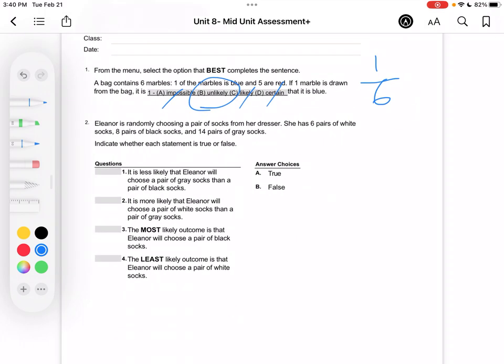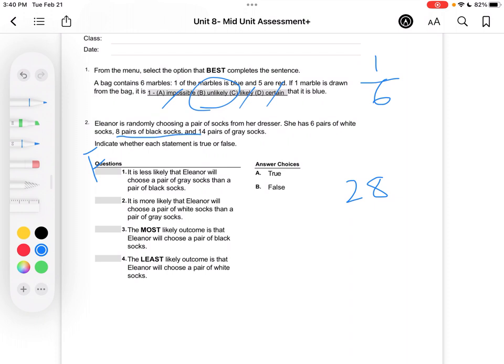Eleanor is randomly choosing pairs of socks from her dresser. She has 6 pairs of white, 8 pairs of black, and 14 pairs of gray. So that means she has a total of 28 pairs of socks. It is less likely that Eleanor will choose a pair of gray socks than black. Well, she has more gray than she does black, so that would be false.